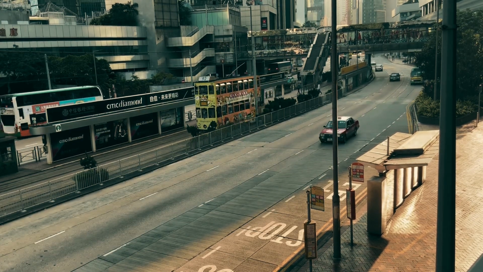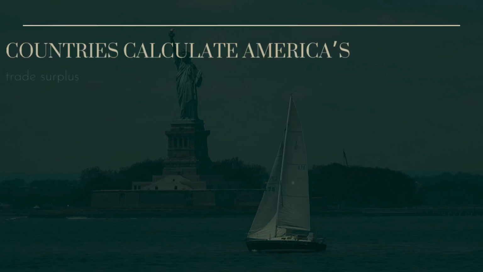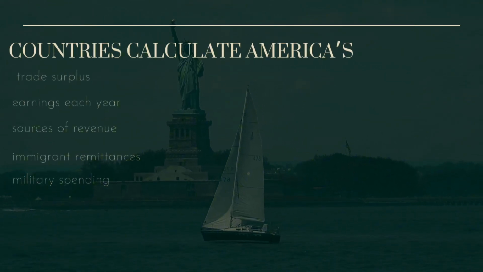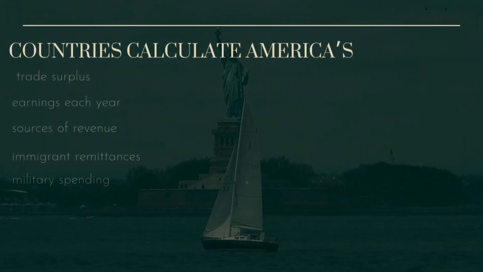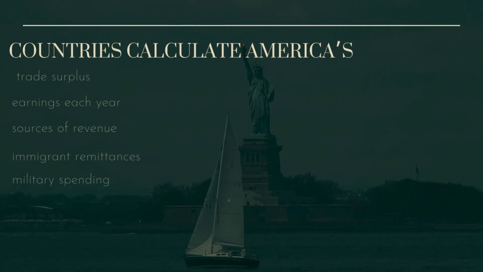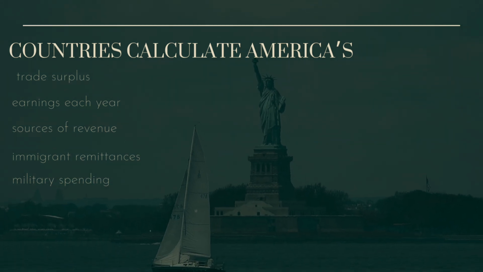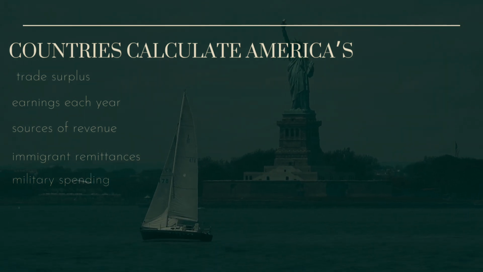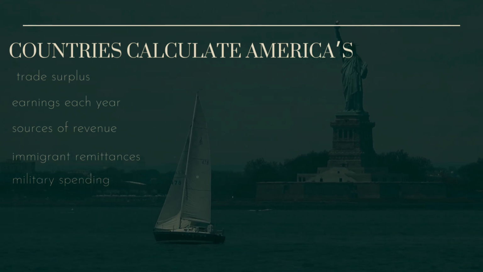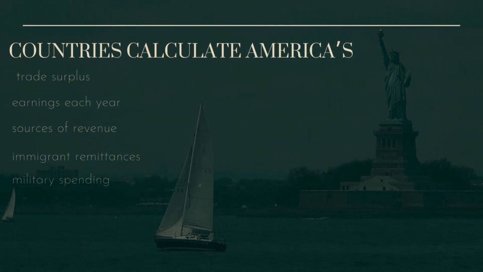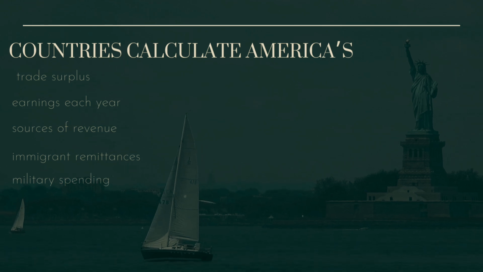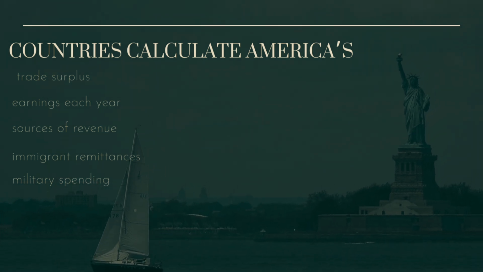They can calculate what America's trade surplus is, how much earnings America gets each year, what the source of revenue is, what it is spending abroad, immigrants, remittances, military spending, and they realize that America is going to run up more and more debt than it can pay. How do we avoid this situation?